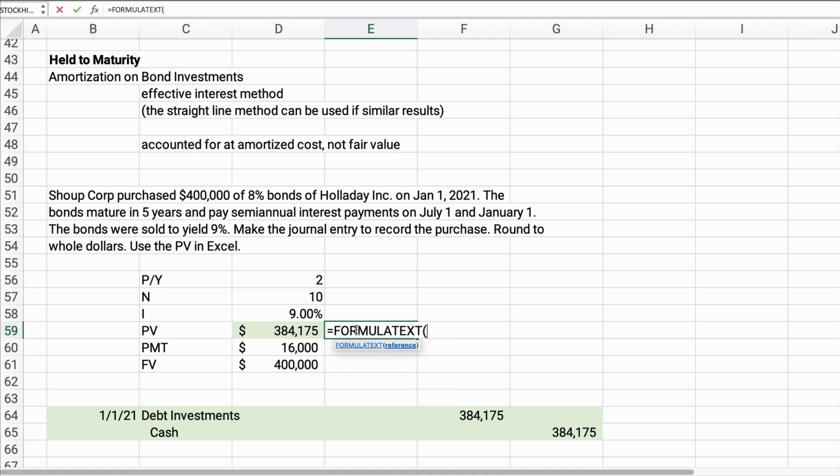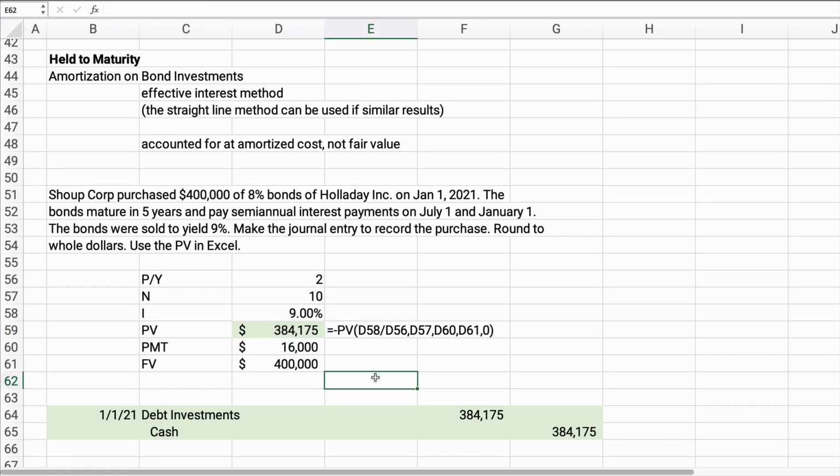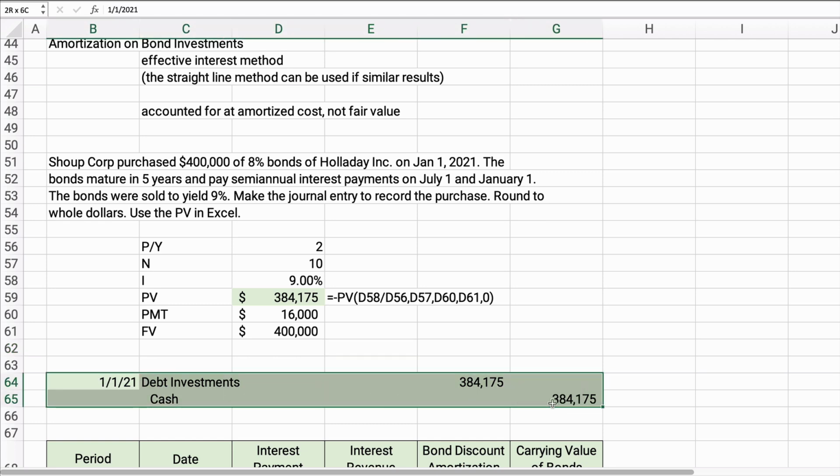So here I have, here's the formula. There's a little function called formula text that's super handy if you're trying to show people what you're trying to do in Excel. So here's our formula. We're taking the present value of the interest rate, which is 9% divided by 2. We're taking the rate, and then the number of periods is 10. The payment is $16,000. The future value is $400,000, and we're solving. We're getting $384,175.